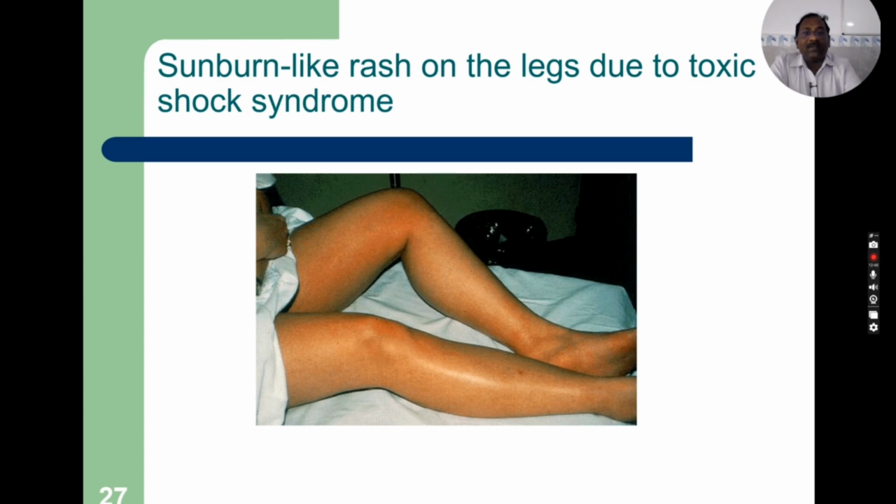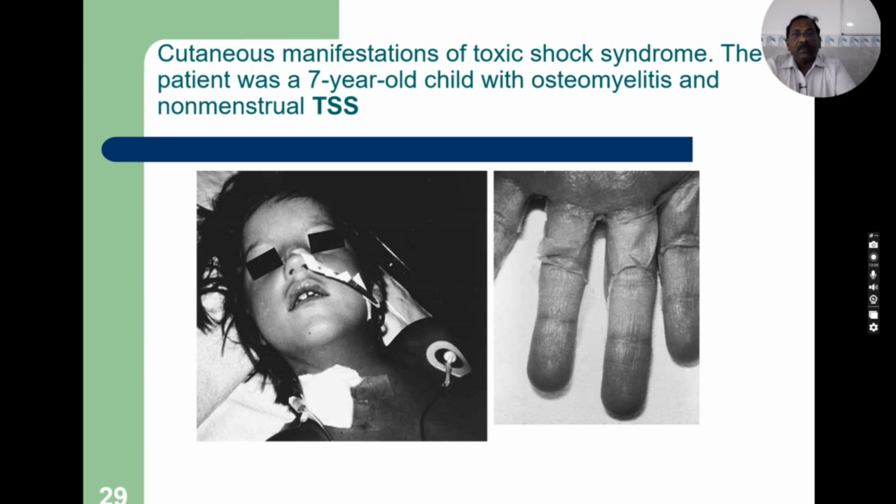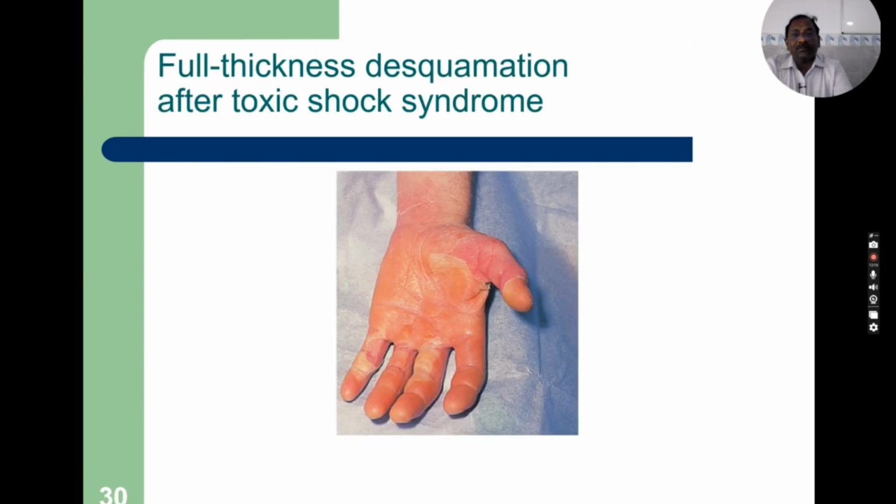See the rash on the legs due to toxic shock syndrome. See the erythema of the bulbar conjunctiva, facial erythema and edema. See the cutaneous manifestations and see the skin of the hand. See the desquamation after toxic shock syndrome, full thickness desquamation.